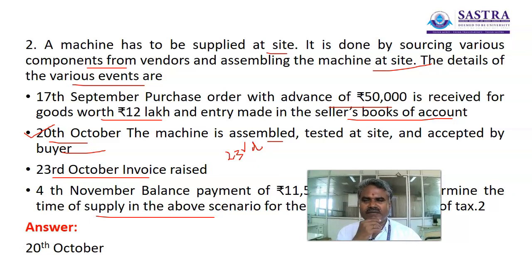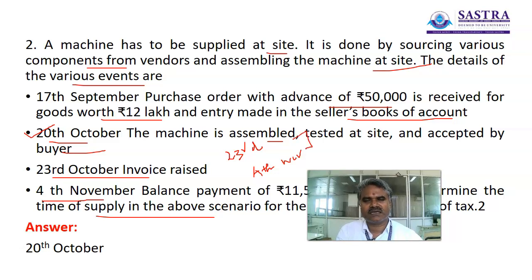Then the remaining dates will be compared. One is the date of entry in the books of account. But they record only goods, not the payment, so no problem. Then the receipt of payment, 11,50,000. The final payment is 4th November, so 4th November will be taken here, because when we receive the final payment, only that date will be considered.